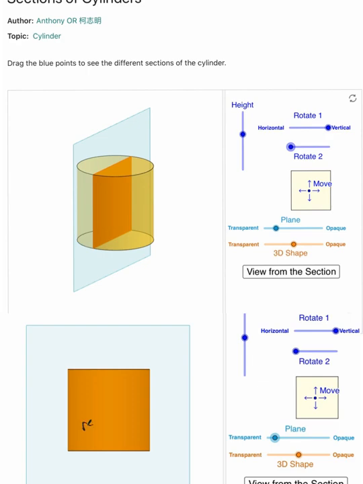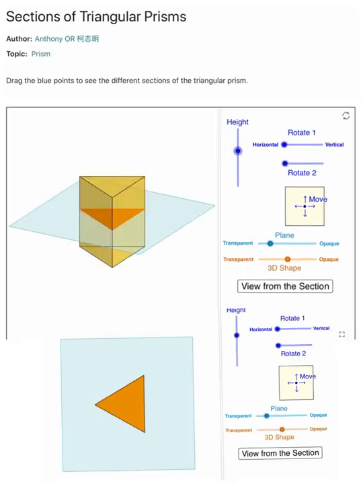Can the cross section of a cylinder be a rectangle? Well, here you go. Notice I made it 100% vertical. Okay? So let's move on to the next shape.